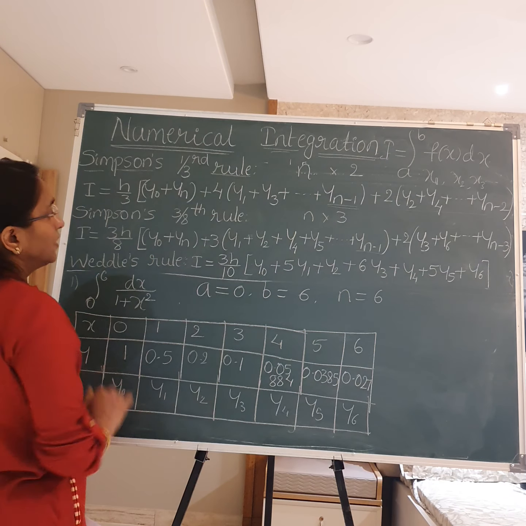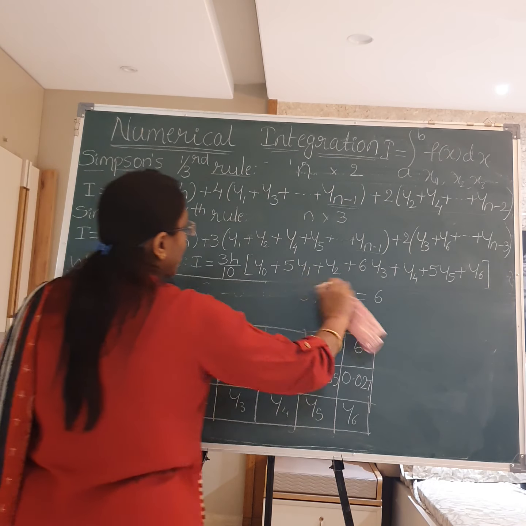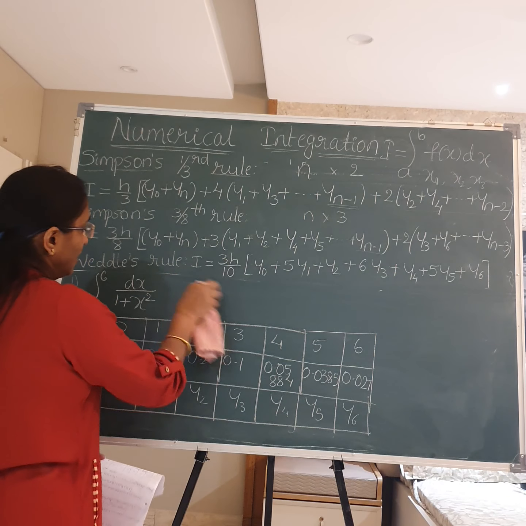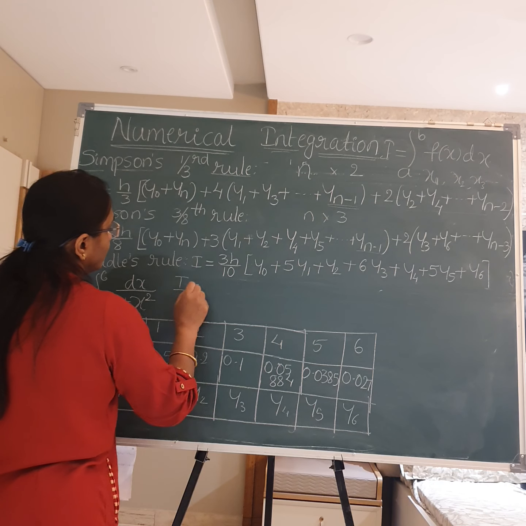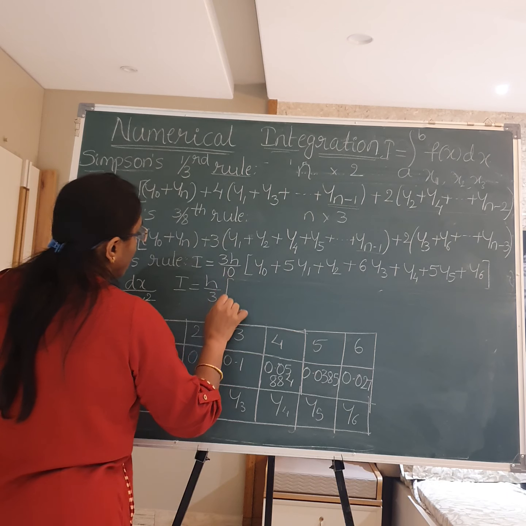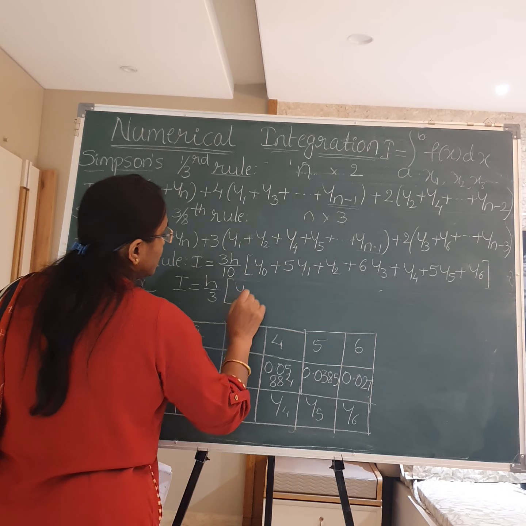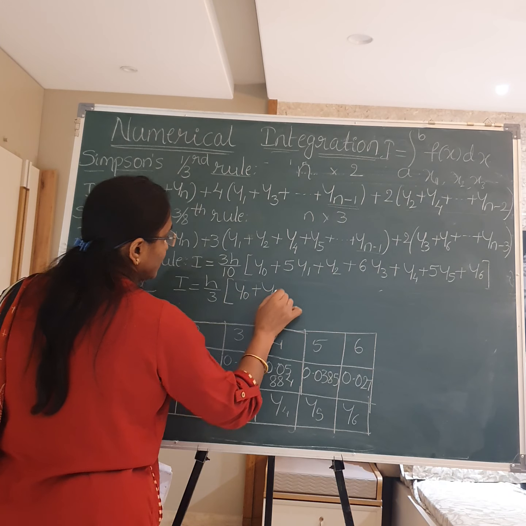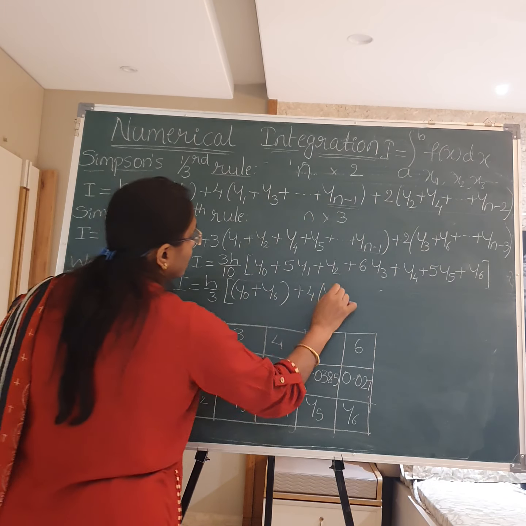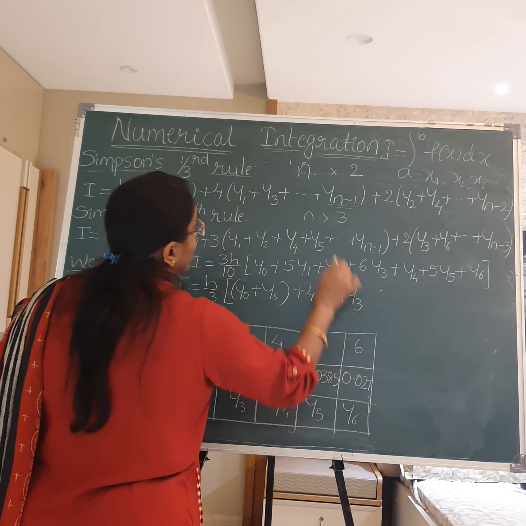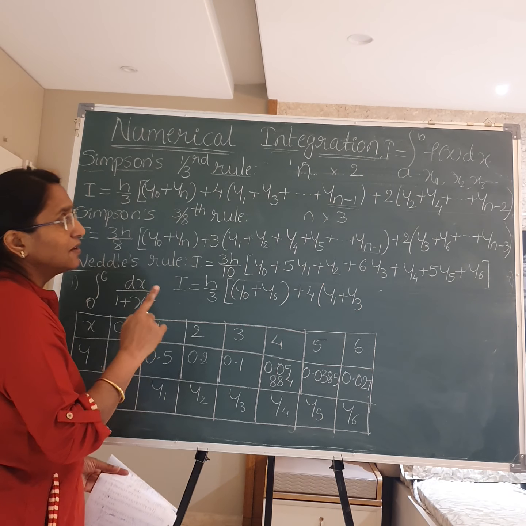Next, Simpson's 1/3 rule. Always write the general formula first. According to N, you can change that general formula. So here N is equal to 6. How to write the formula? I is equal to H by 3 into Y0 plus Yn, that is first term plus last term. Y0 plus, here Yn is Y6, plus 4 into Y1 plus Y3 up to Yn minus 1. Here N is 6, so Yn minus 1 is 5.